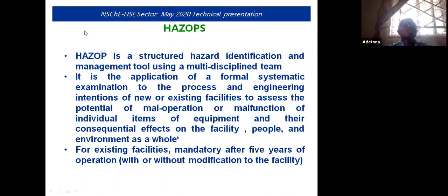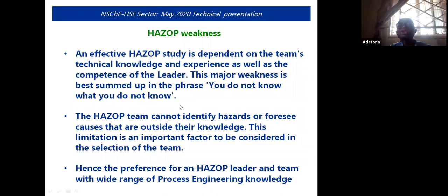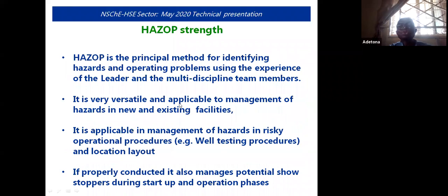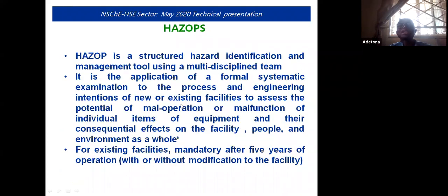It is structured, it is a highly specialized area, and all it does is for us to be able to identify all the hazards, and then we'll be able to come up with possible safeguards and controls so that we are sure that our plant will be able to start up hitch-free. And when it has started up, we ensure that it's not going to have a showstopper that gets it shut down. And when we want to decommission, we will not have problems. All these are what HAZOP contains.